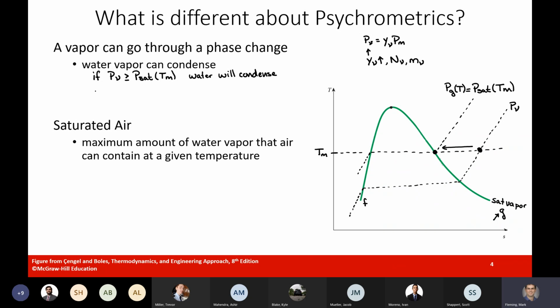Now, alternatively, we could also write: if the partial pressure of our vapor is less than or equal to the saturation pressure from the table at the given temperature, water will remain in the vapor.